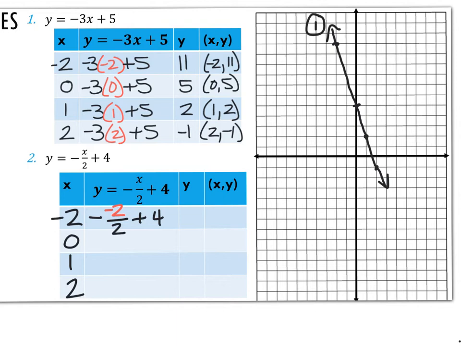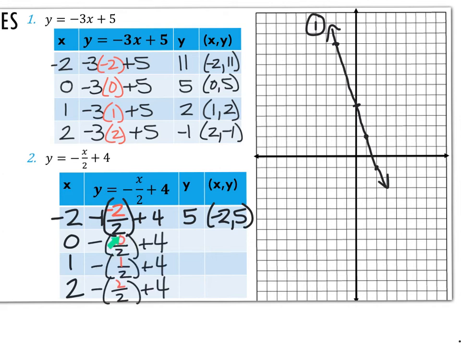I can even think of that as a -1 times that, and that might be a little bit easier for you to think about. So again, I had a -1 here, times a -1 is a +1, plus 4 gives us 5. So my point is -2, 5. Okay, try to pause the video and see if you can work through these problems.